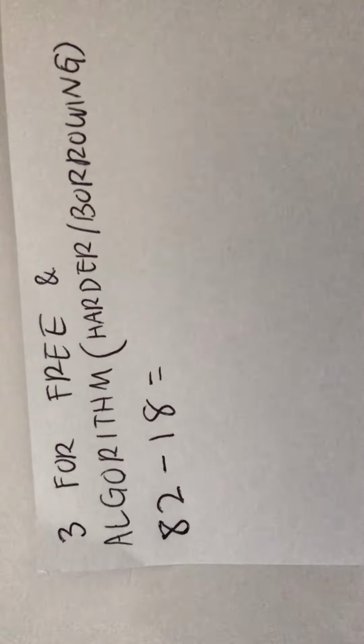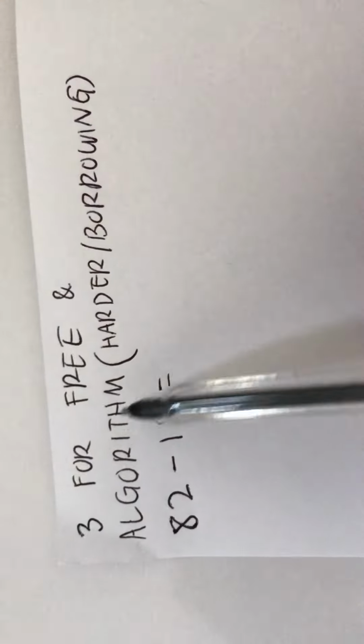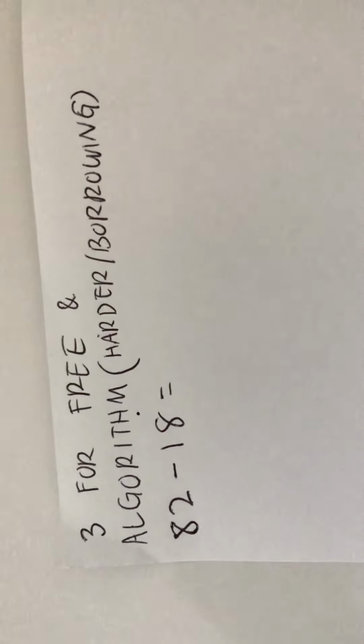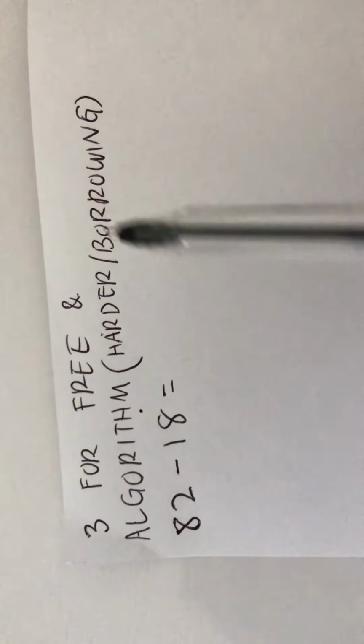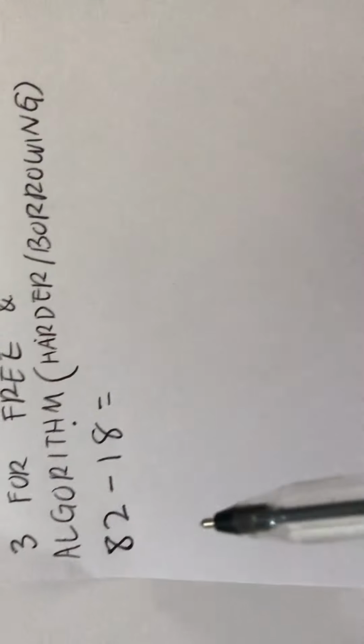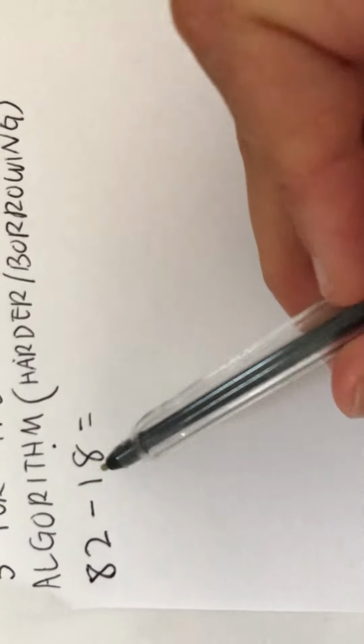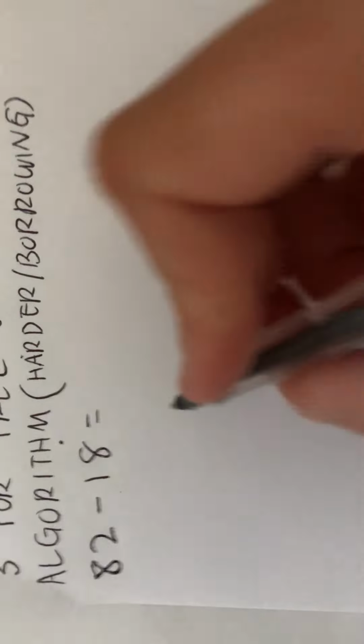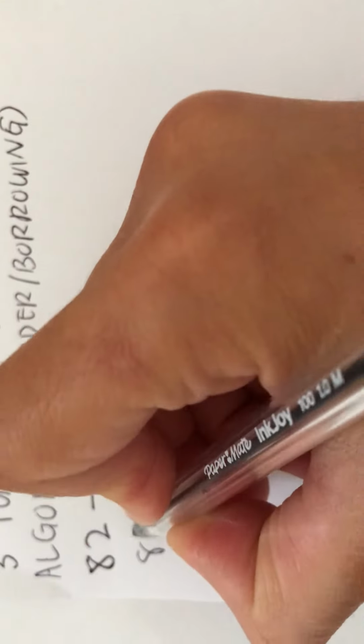In this video, we will see a couple of strategies mixed together again. This is called the 3 for free equations, and it involves some algorithm work, which is a little bit harder with borrowing. So let's say you have the sum 82 and we're subtracting 18. We'll show you the algorithm first.